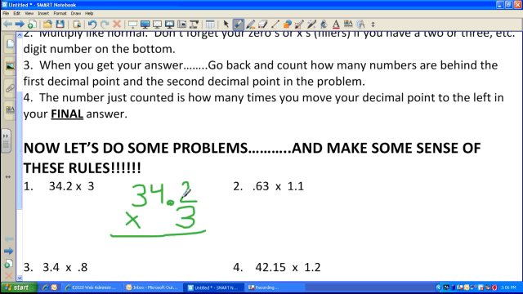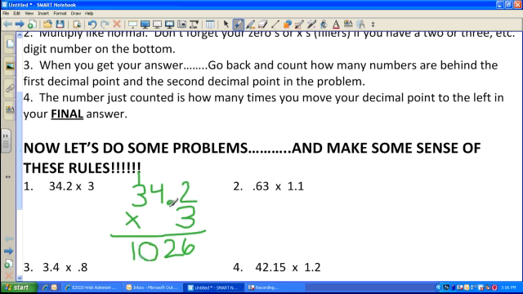All right, the next rule said multiply like normal. 3 times 2, I have 6. 3 times 4, I have 12. So put the 2, carry the 1. 3 times 3 is 9, plus the 1 is 10. Okay, so if these were whole numbers, that would be my final answer.